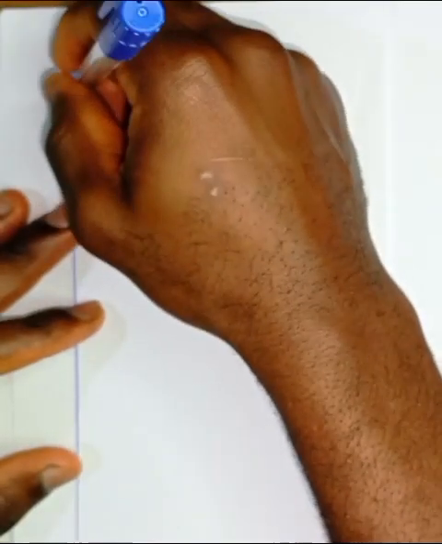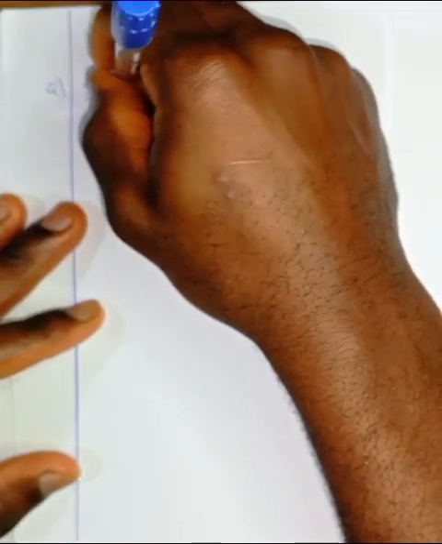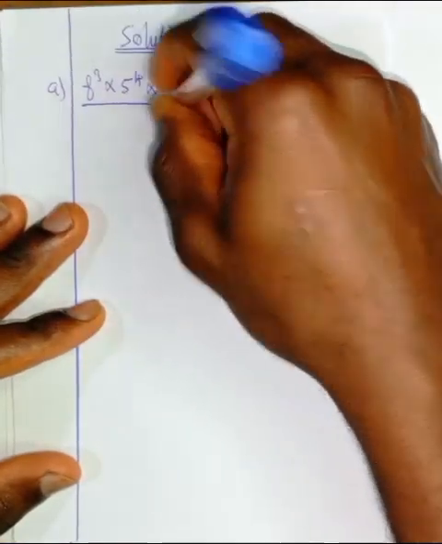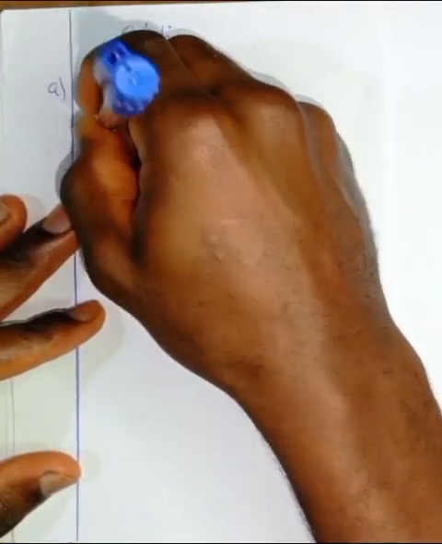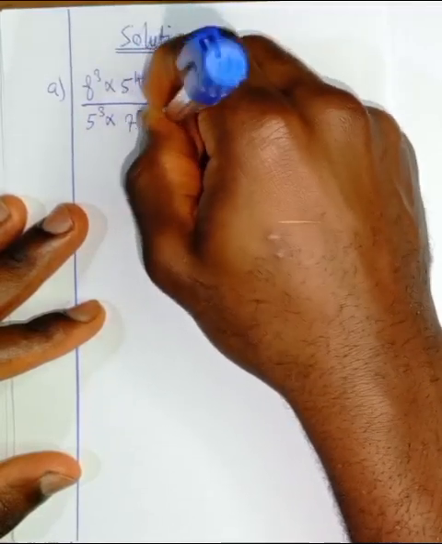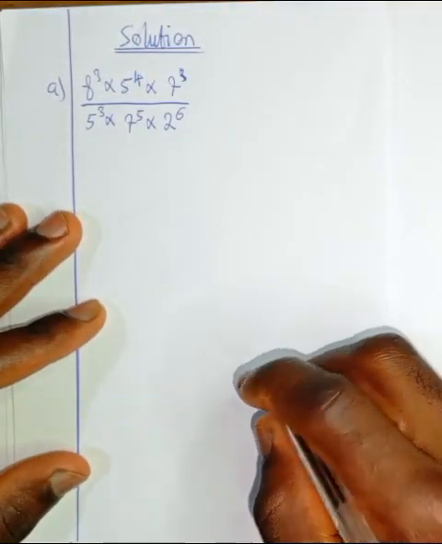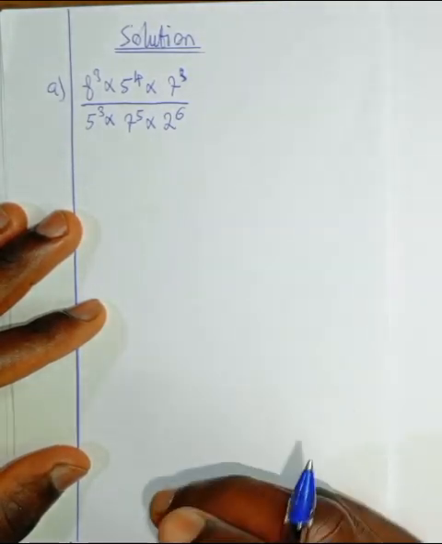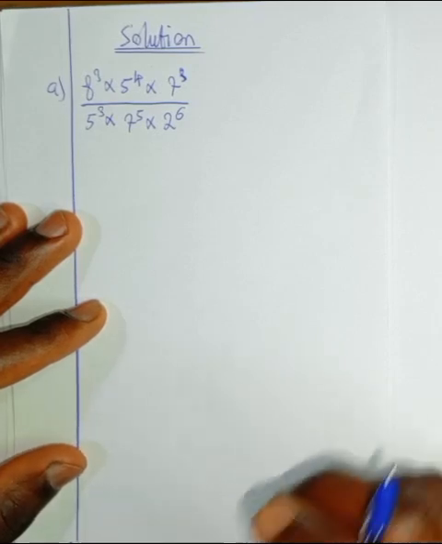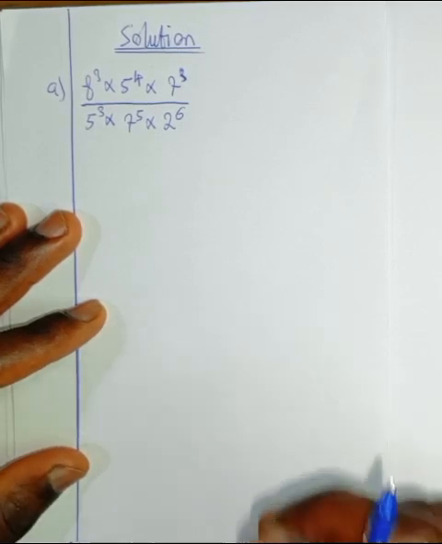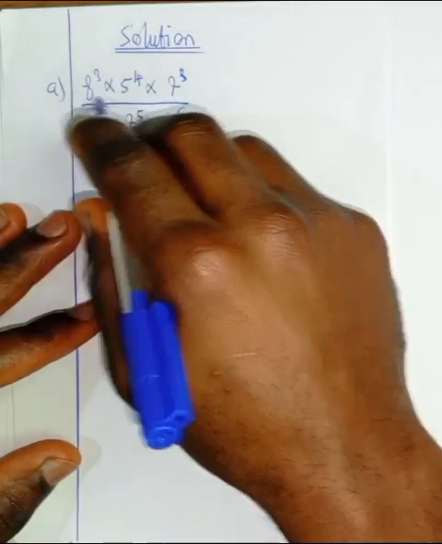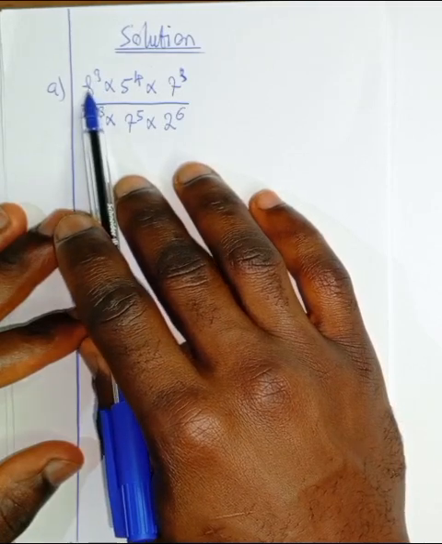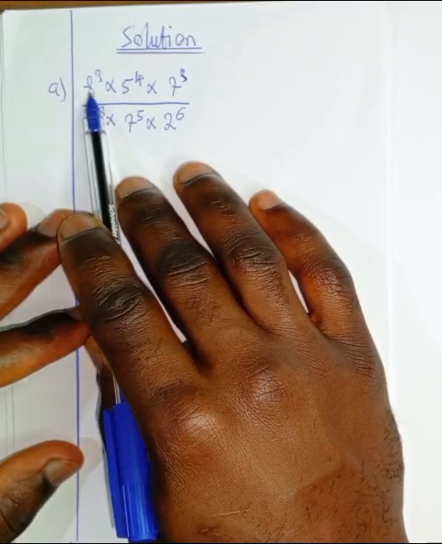For question A, we have the number 8 raised to the power 3 times 5 raised to the power 4 times 7 raised to the power 3 all over 5 raised to the power 3 times 7 raised to the power 5 times 2 raised to the power 6. First, we know a prime number is a positive whole number that has only two positive factors, which are 1 and the number itself. Looking at this product, at the numerator here, you will see that we have 8 raised to the power 3. 8, which is at the base here, is not a prime number.